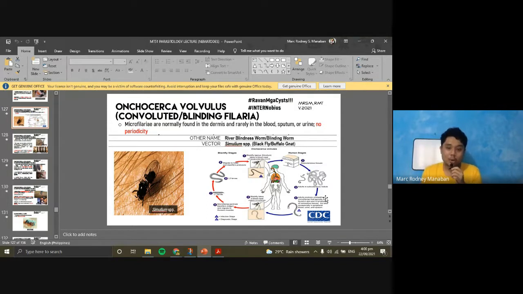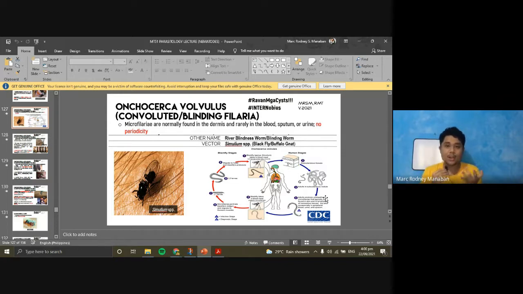Okay, now we're going to continue with Onchocerca volvulus. Your Onchocerca volvulus is convoluted or blinding filaria, that's the other name. Now, what you have to take note ng dears, especially for Onchocerca volvulus, very important characteristic is that the adults and microfilariae can be both found in the subcutaneous tissue. Okay, I repeat, both the adult worms and microfilariae, the larva, can be found both in the subcutaneous tissue.